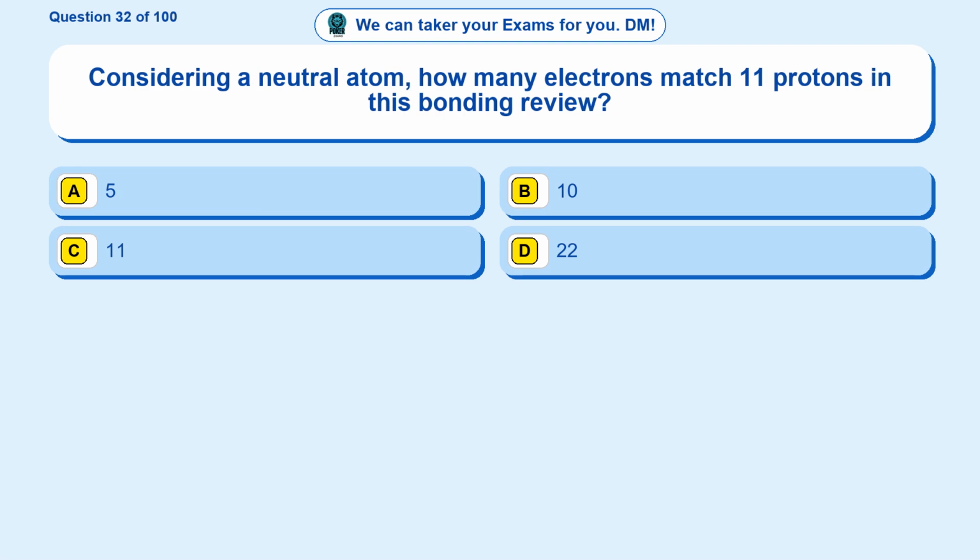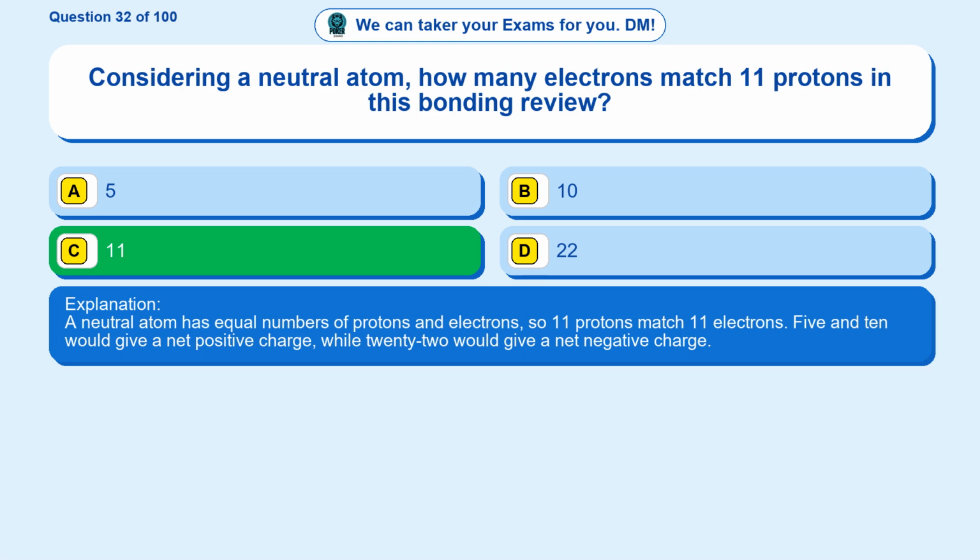Question 32. Considering a neutral atom, how many electrons match 11 protons in this bonding review? Option A, 5. Option B, 10. Option C, 11. Option D, 22. The correct answer is option C, 11.